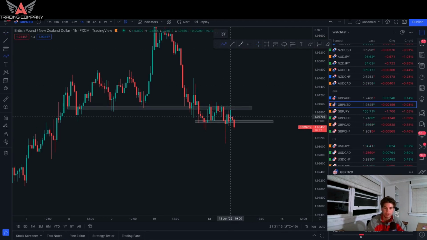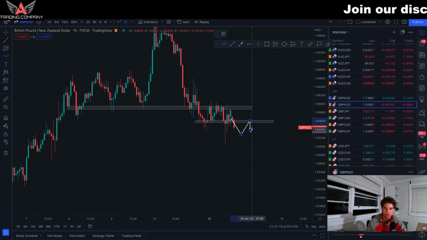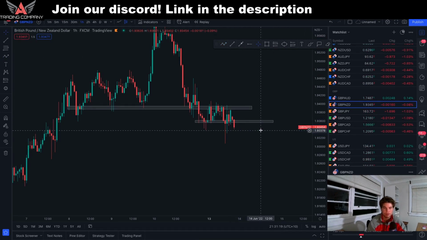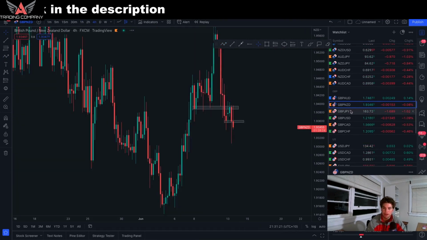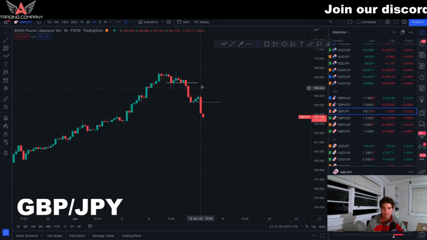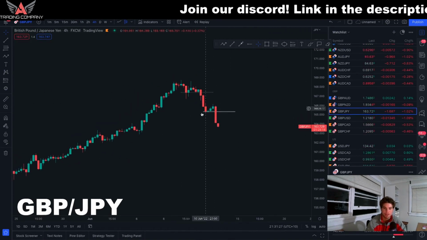There's always a chance price could create some double tops or something, create some more wicks. You don't have to have the tightest stop, okay? GBP JPY, as I mentioned before, we can clearly start to see some Japanese yen strength.